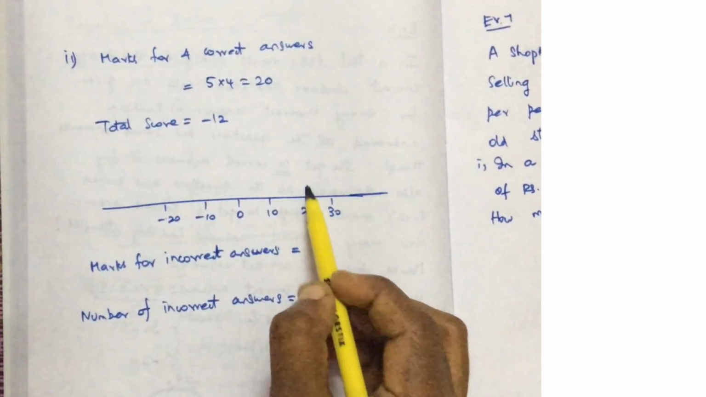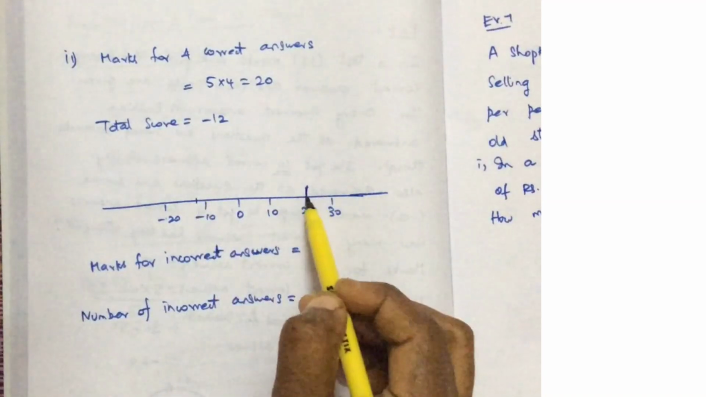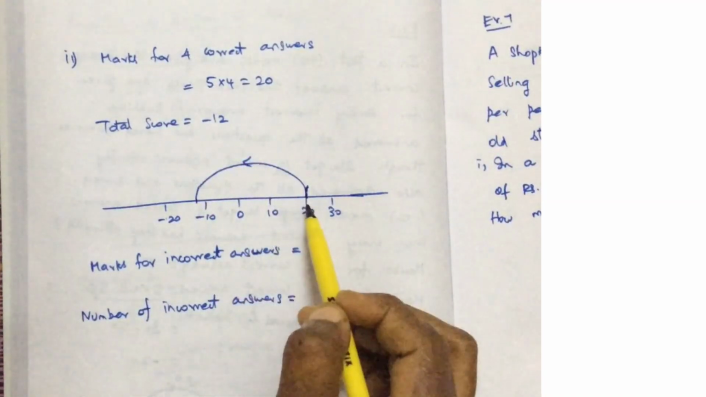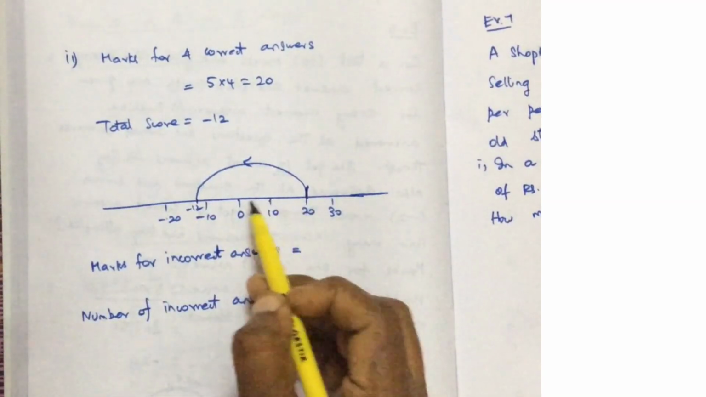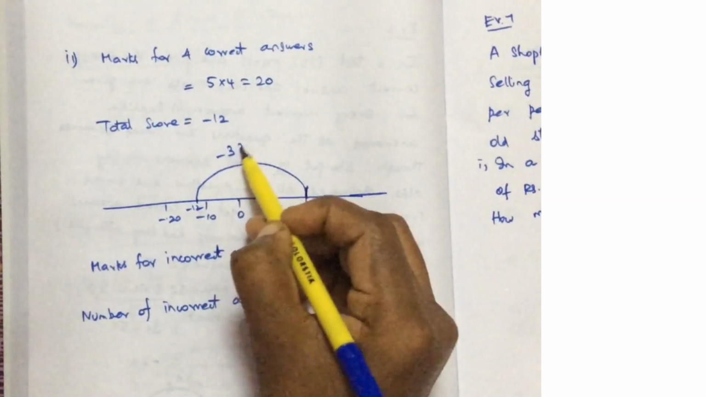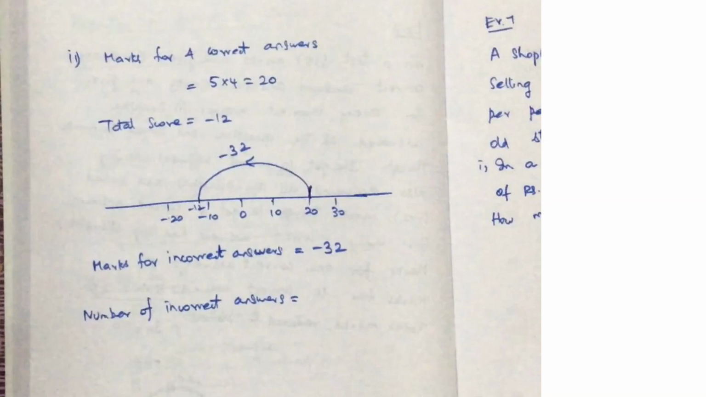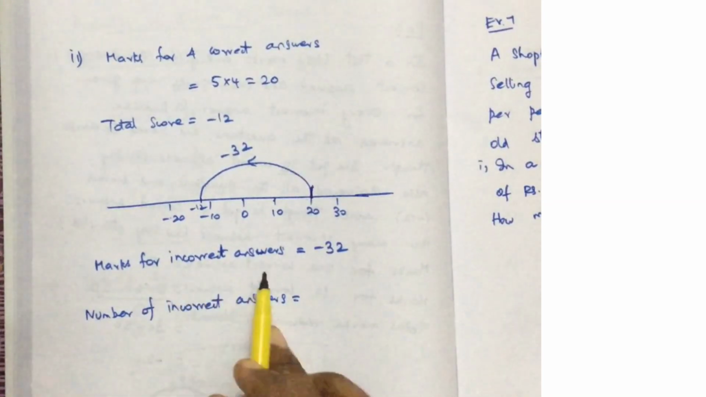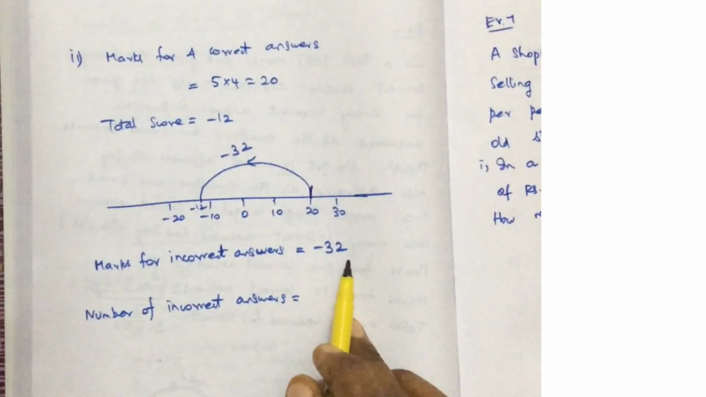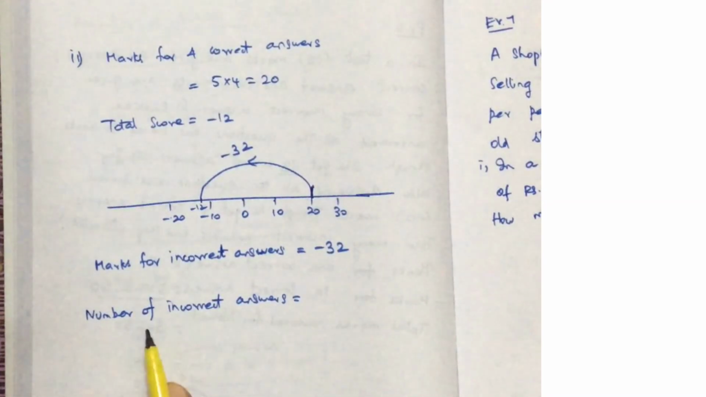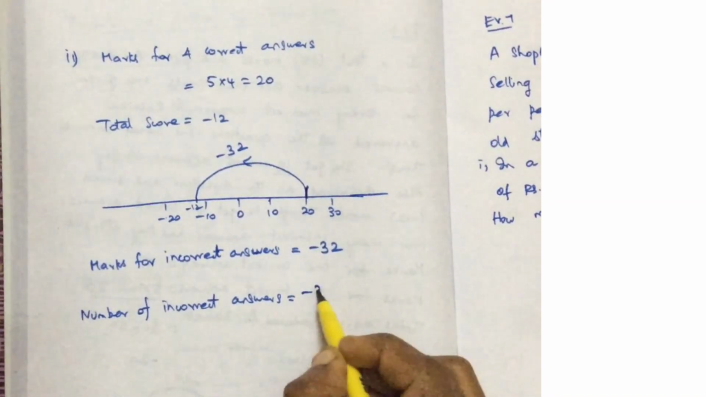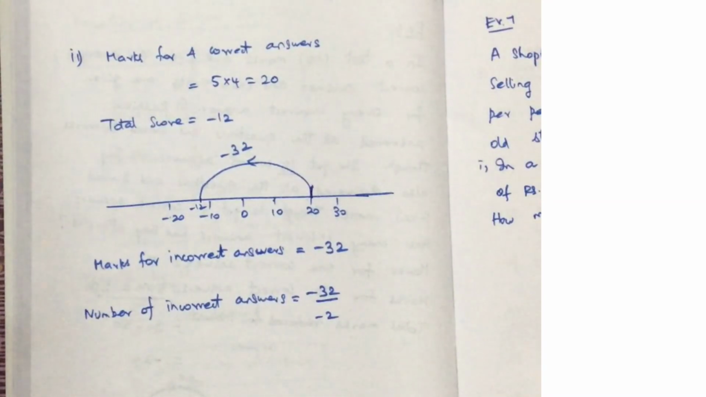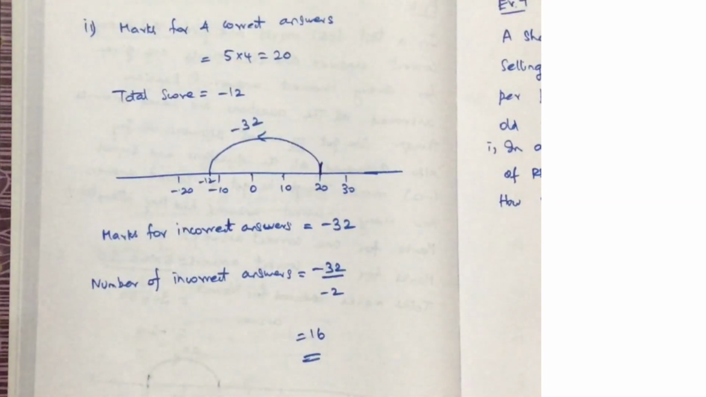So from 20, we have to go to minus 12. It is somewhere here. From here to here, you count 10, 20, 30, and 32. So it is minus 32. So marks for incorrect answers is minus 32. Now we should find how many incorrect answers there are. We know that for every incorrect answer 2 marks are reduced. So minus 32 divided by minus 2 is equal to 16. Okay, the number of incorrect answers is 16.